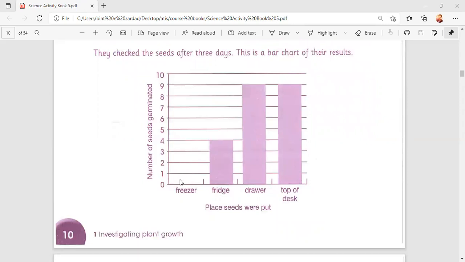In the freezer, you can see not a single seed germinated because it is so cold. Seeds cannot germinate in a cold place. Seeds need a warm place to germinate and grow. After this, in the fridge, 4 seeds germinated. In the drawer, 9 seeds germinated, and on the top of the desk, 9 seeds germinated. So both are warm places.